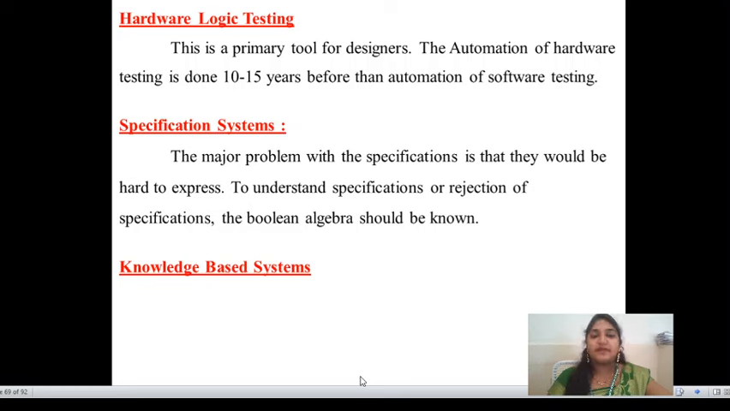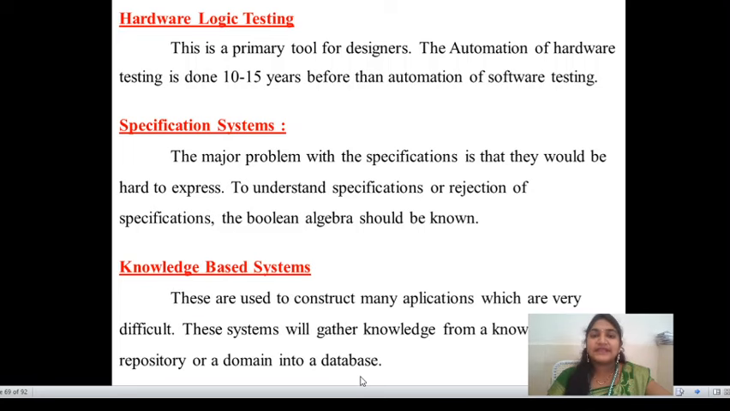Another step is the knowledge based system. Every programmer or designer should have knowledge about the software application that needs to be developed. This knowledge is mainly used to construct many applications which are very difficult to build or design, and these systems gather knowledge from a knowledge repository or a domain into a database. By using these systems, whatever large system we are going to define, implement, design or construct, there is a gathering of knowledge. These are the three steps to be considered in logic based testing.